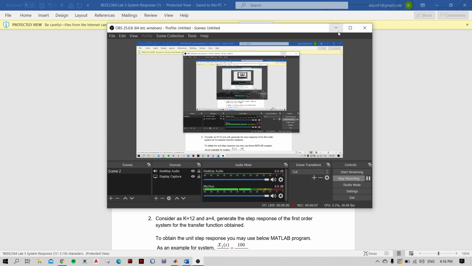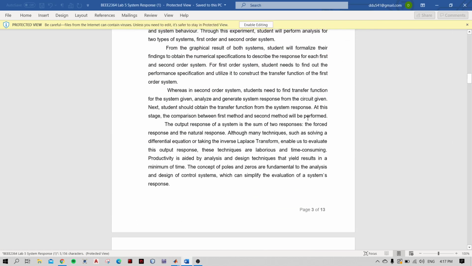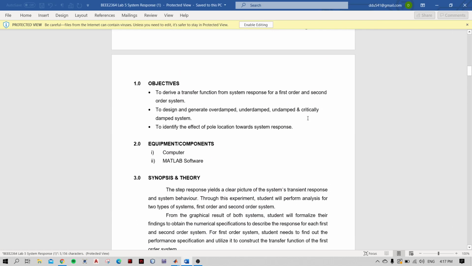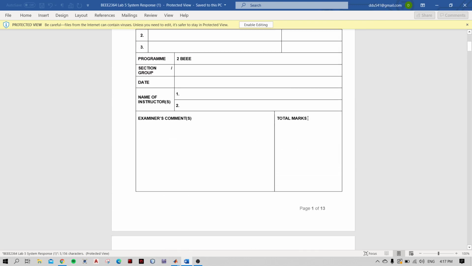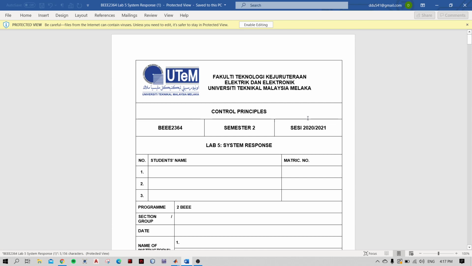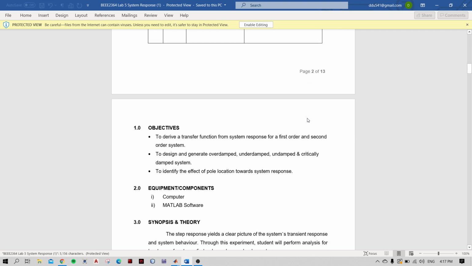My name is MUADDIB bin MUZAFAR, and this evening I want to explain about Lab 5 for the control principle subject.